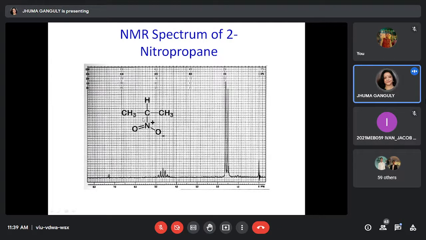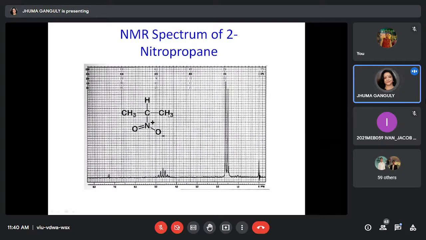Also you can see this nitrogen is directly attached to this hydrogen, so it is more deshielded and it appears downfield. So the position and the multiplicity both confirm the proton showing the signal here. Only a single proton, but you see there is a multiplet because of the neighboring protons.